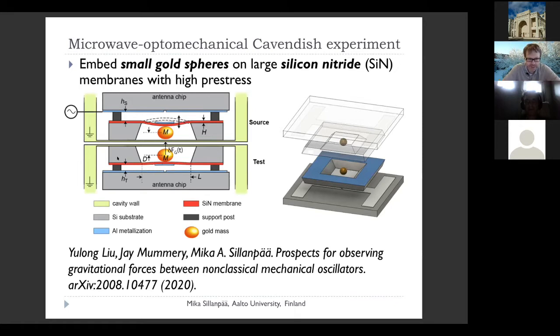So this is the side view. The membrane is here, that vibrates up and down, and in the center there's sitting the gold sphere. And then this other chip is, what I said, the flip chip, the other part. So this could be the test mass, and then there's, more or less similar, the source mass, and this is actuated, for example, by voltages.